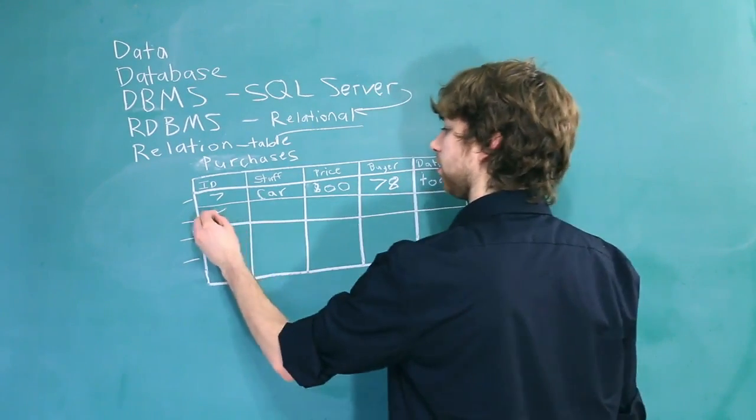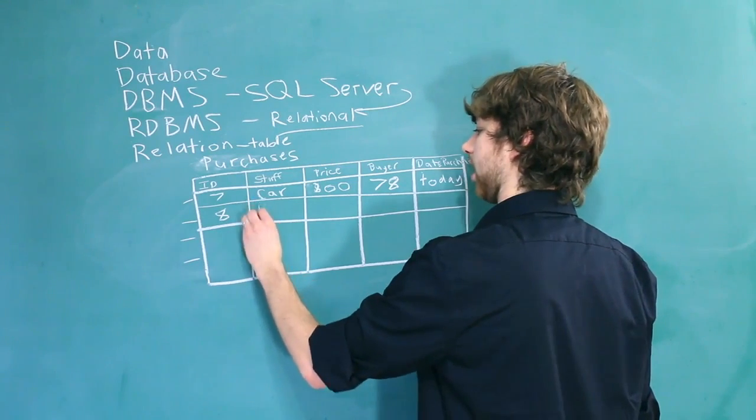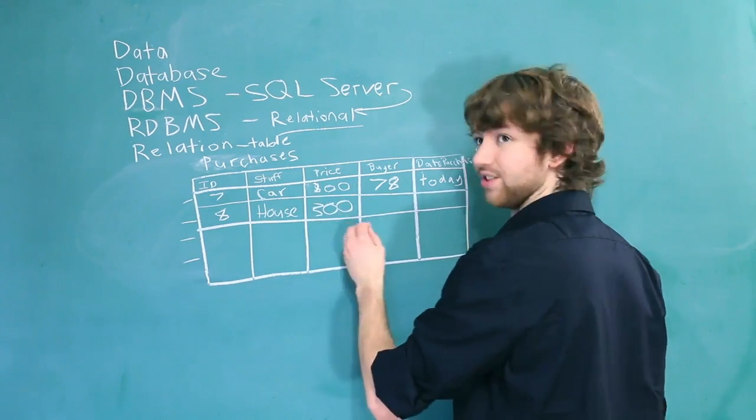So we could have another one in here with the ID of 8. This guy bought a house, $300, cheap house.